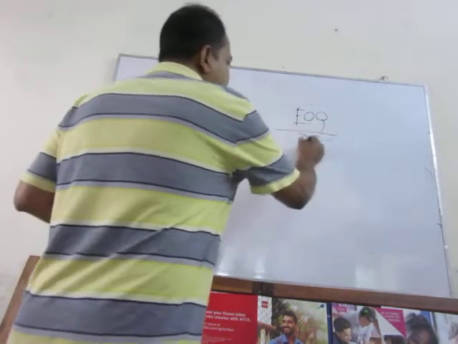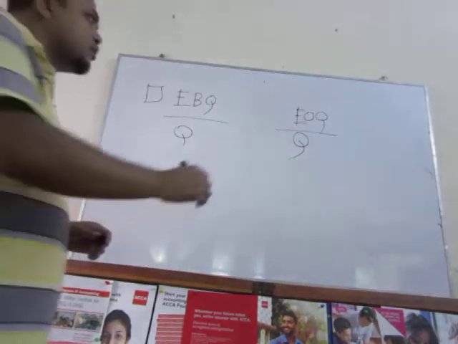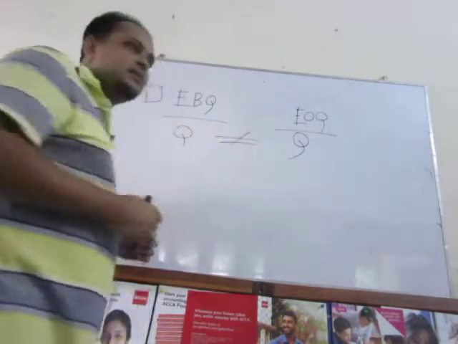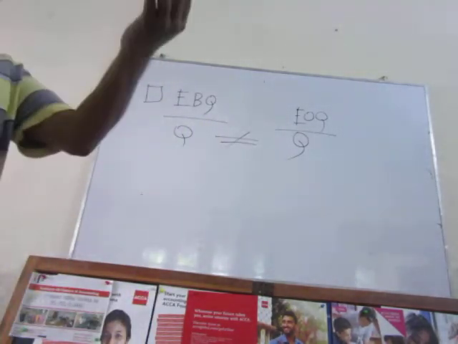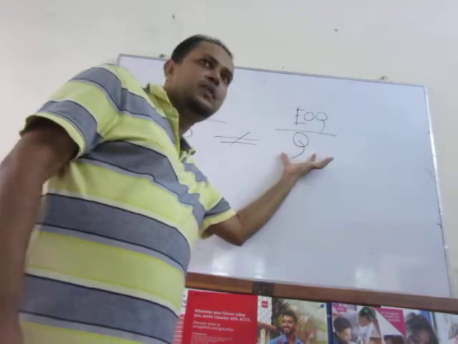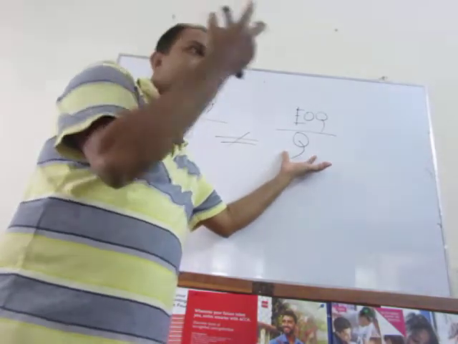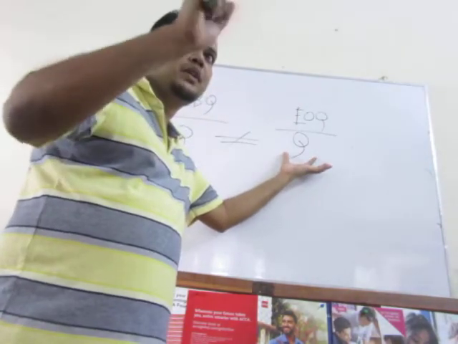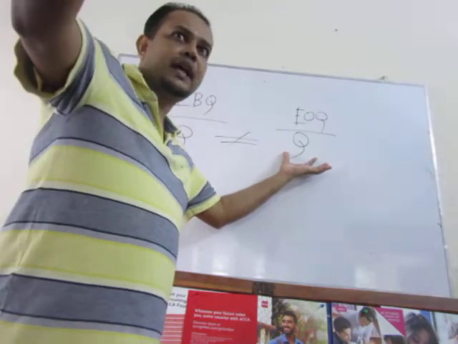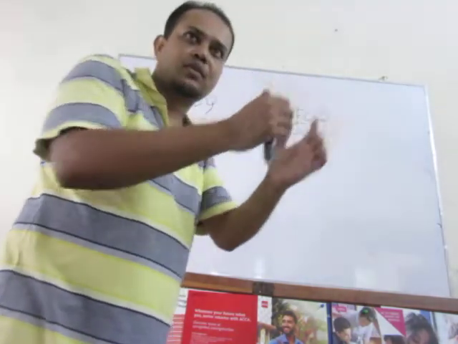In the case of EOQ, this is the quantity, and EBQ is also a quantity. But these are not the same. So what do we mean by that? EOQ is a model we have discussed. EOQ provides me a specific quantity, that much to be ordered and that much to be stocked to minimize the total stock related annual cost.